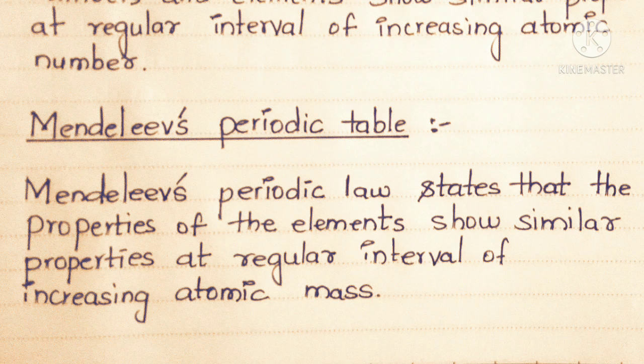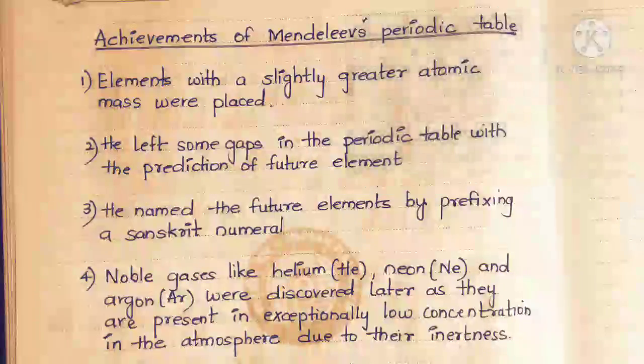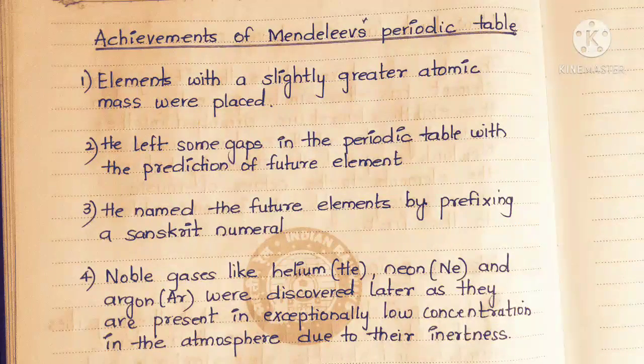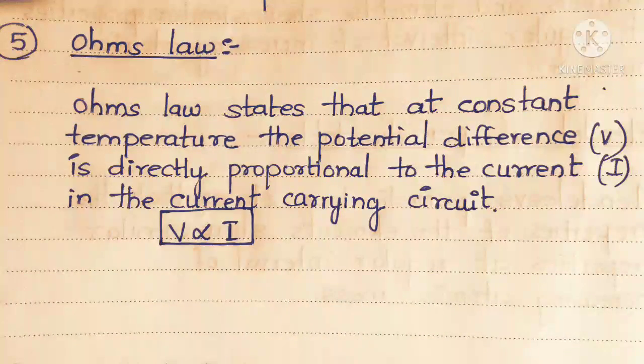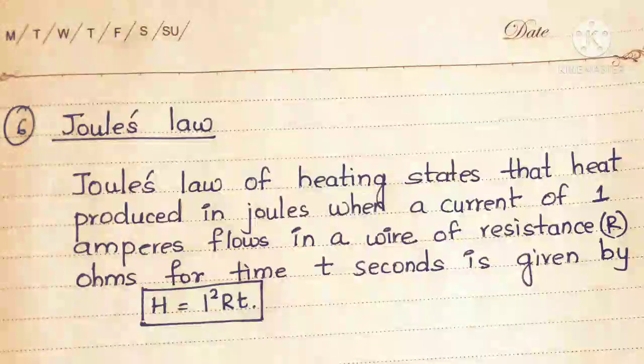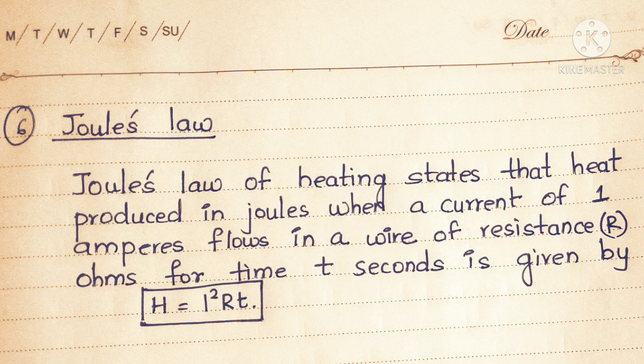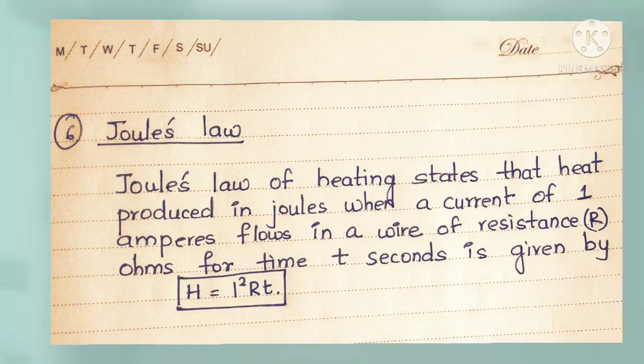Mostly from Mendeleev's periodic table, they may ask you the achievements of Mendeleev's periodic table. List them as I have listed for you. Then Ohm's law. Ohm's law is very important, a sure question, and do not forget to write down the formula as I have written. Then sixthly, they may ask you Joule's law. Same thing, don't forget to write the formula. Put one step per line in a small box so that it looks neat and tidy.